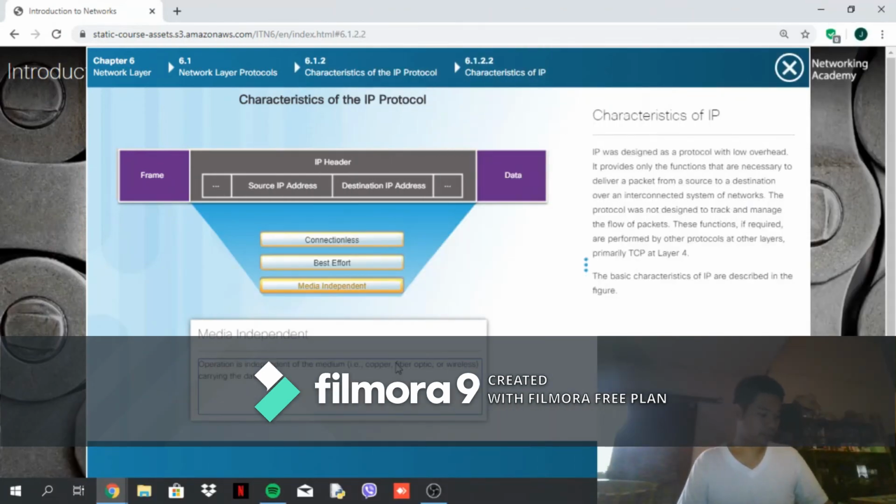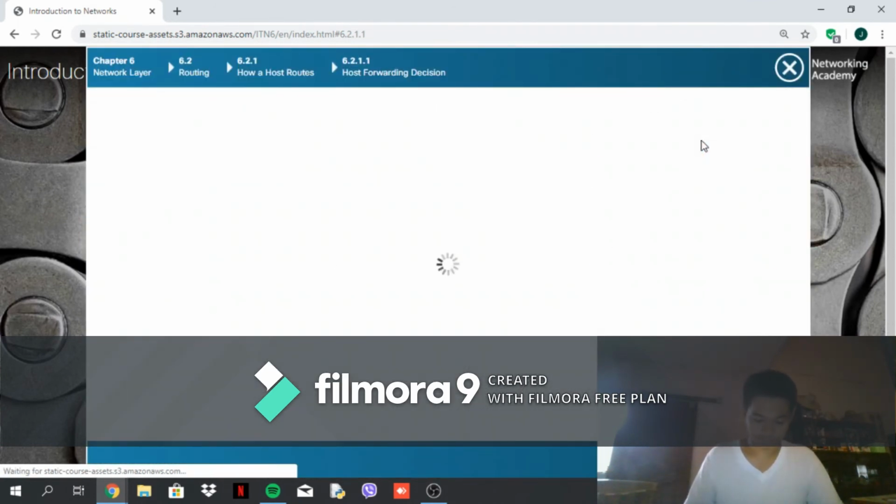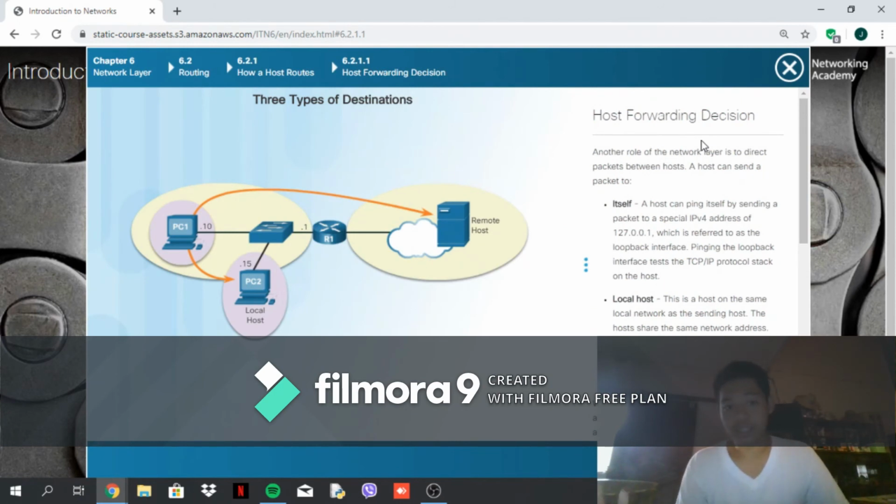So hey guys, now let's proceed to routing. Before that, guys, I'll be telling you there are three types of destination. We have itself, the local host, and the remote host. If it's itself, it's like, for example, I'm a router: am I going to deliver a message to me or my IP address? That's itself.